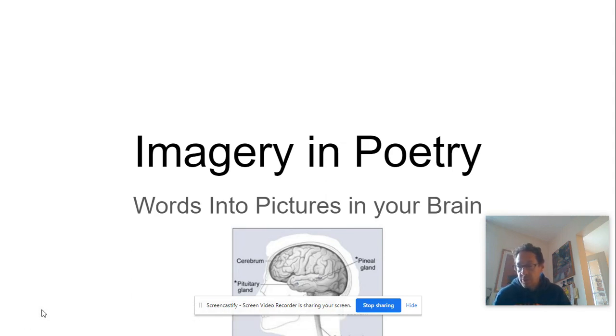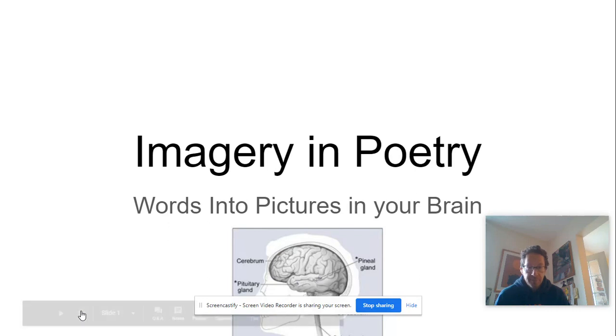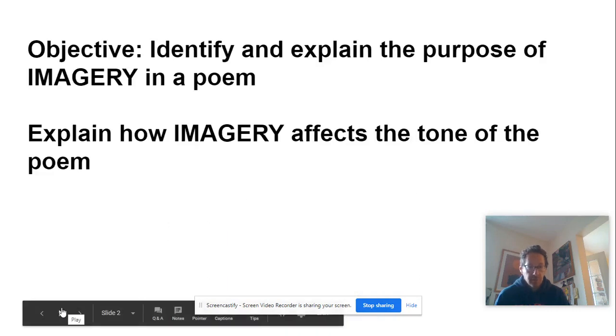So imagery and poetry. The words that the poet uses should give you something to picture in your brain, taking all the other things that you already know, all the knowledge that you know about setting and about characters and about language, and saying, okay, what has the poet done? What am I looking at? What do I see?